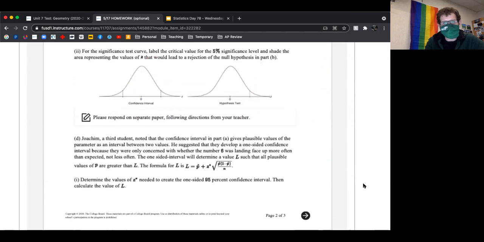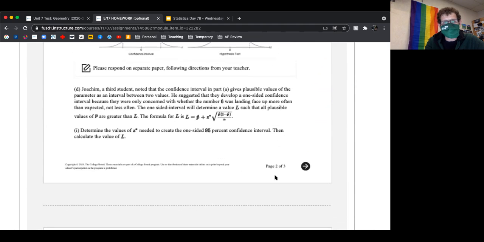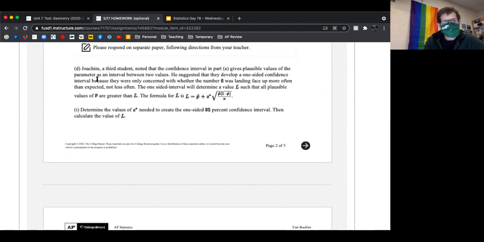All right, so we came up with some things, and this is part D right here. Joaquim, a third student, noticed that the confidence interval in part A gives plausible values of the parameter as an interval between 2 values. He suggested that they develop a one-sided confidence interval because they're only concerned with whether 6 was landing up more often than expected, not less.